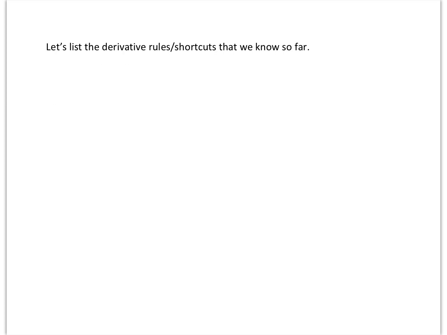Let's begin, as we have begun all of the sections of chapter 3, by listing the derivative rules and shortcuts that we know so far. So we are going to start with the power rule that says that the derivative of x to a number n is n x to the n minus 1.